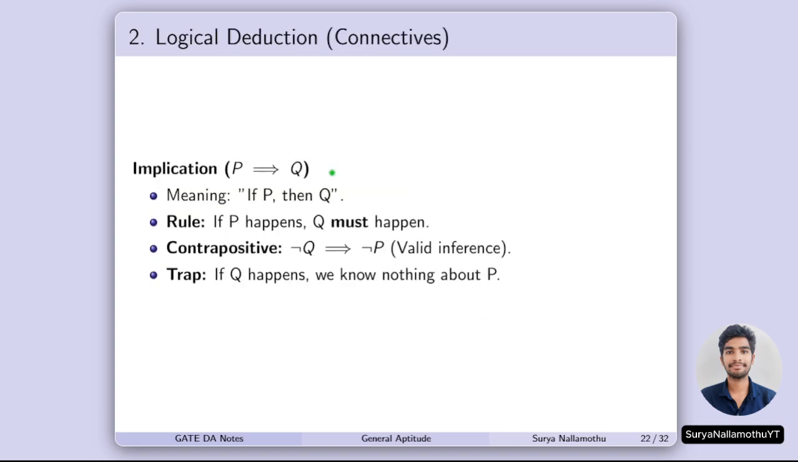The implication formula is P implies Q. The meaning is if P then Q. If P happens, Q must happen. The contrapositive relation is not Q implies not P. So it is equal to not Q implies not P.